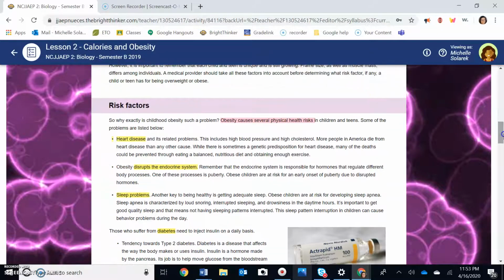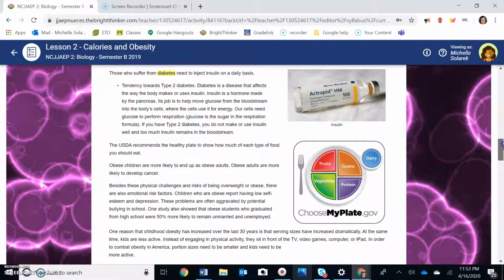Now, the last thing we're going to take a look at is, why is it a bad idea to have obese children? Well, obesity causes several physical health risks: heart disease, endocrine system problems, sleep problems, and diabetes.